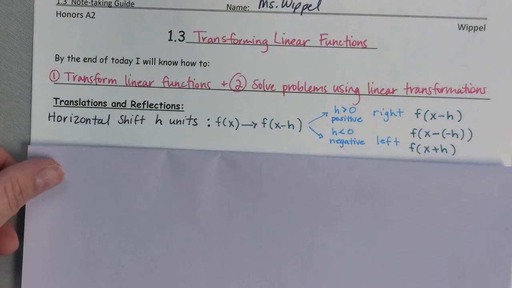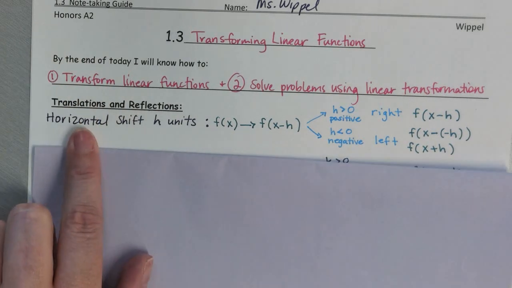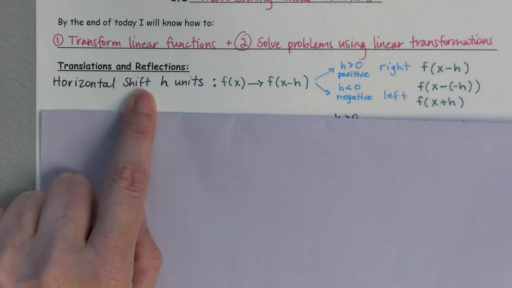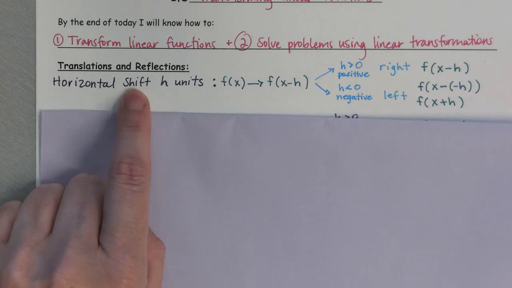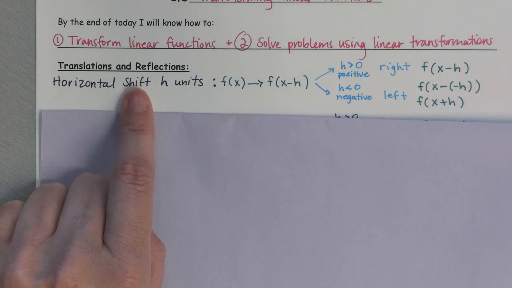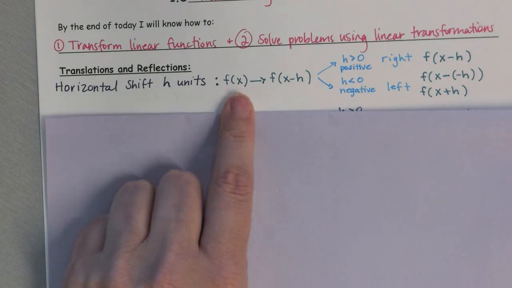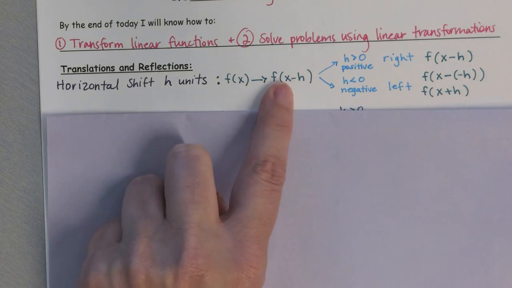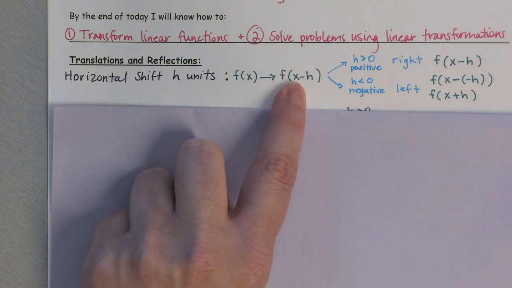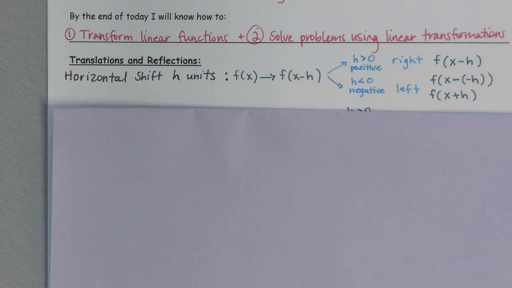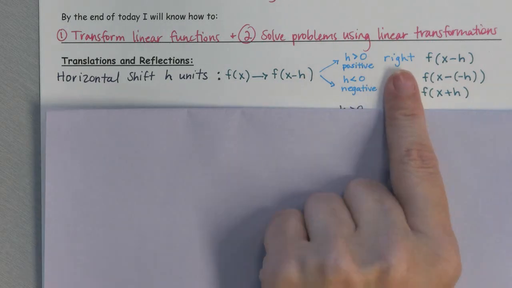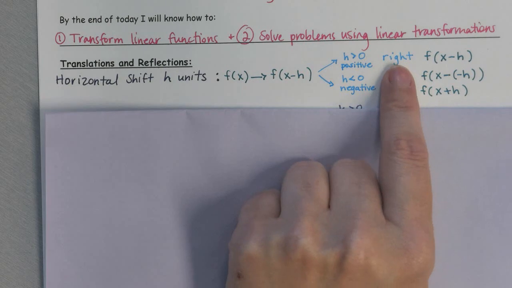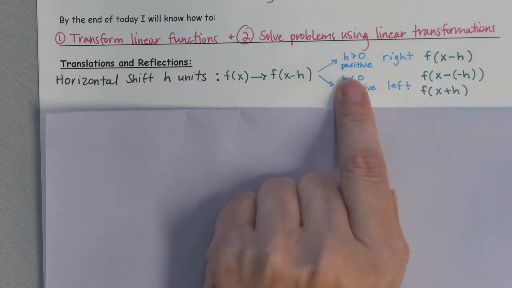So we're going to go over a few rules. The first one is when you have a horizontal shift of h units. So a horizontal shift is just another way to say translation. Okay, so shift and translation are interchangeable. And then here's our rule. If f of x goes to f of x minus h, and then the h value, if it is positive, that means you're going to the right. Or if they tell you you're going to the right, the h value is positive.